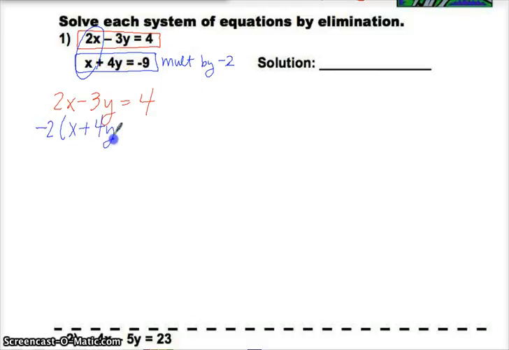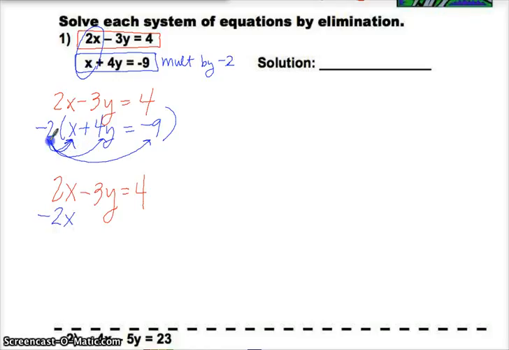So let's multiply this second row by negative 2. But remember, when you multiply the second row by negative 2, we have to multiply every single term in this equation. Not just one, but all three, including the right-hand side, which has the negative 9. So again, let's rewrite the first row, which is 2x minus 3y equals 4. My second row, I'm going to rewrite it with the multiplication. So negative 2 times x is negative 2x. Negative 2 times positive 4y is negative 8y. And negative 2 times negative 9 is equal to positive 18.